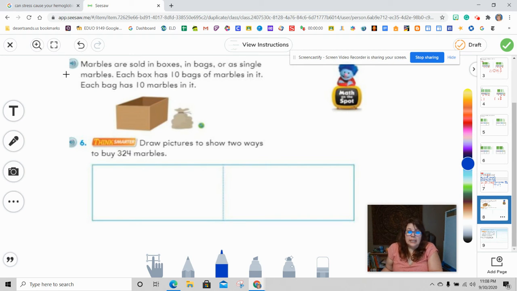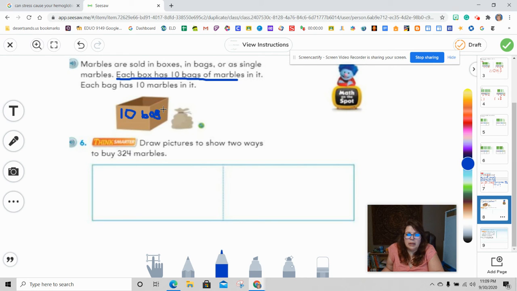Okay. This is a very good one to pay very close attention to because it has a lot of information and it's going to have information that you're going to have to use to draw the picture. Okay. Marbles are sold in boxes, in bags, or as single marbles. Okay, so we already know that there's boxes, there's bags, and there's singles. Now here come the clues. Each box has 10 bags of marbles. So there's 10 bags.